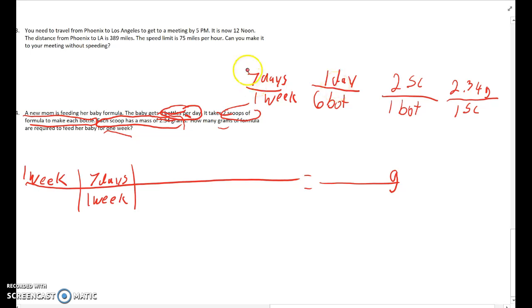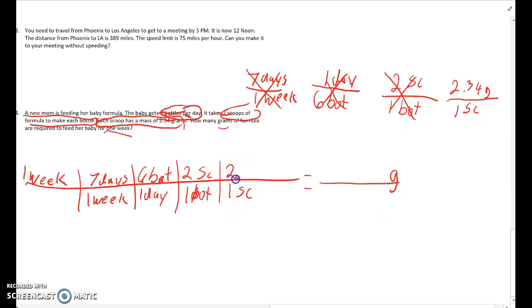Now I've got, use that, so that's gone. I got days right here. So 1 day will require 6 bottles. So I've used that. Need another conversion factor, so I'm trying to get to grams. It says right here, 1 bottle requires 2 scoops. And lastly, I have scoops and grams. So 1 scoop is 2.34 grams. So now I've plugged in all of my conversion factors.